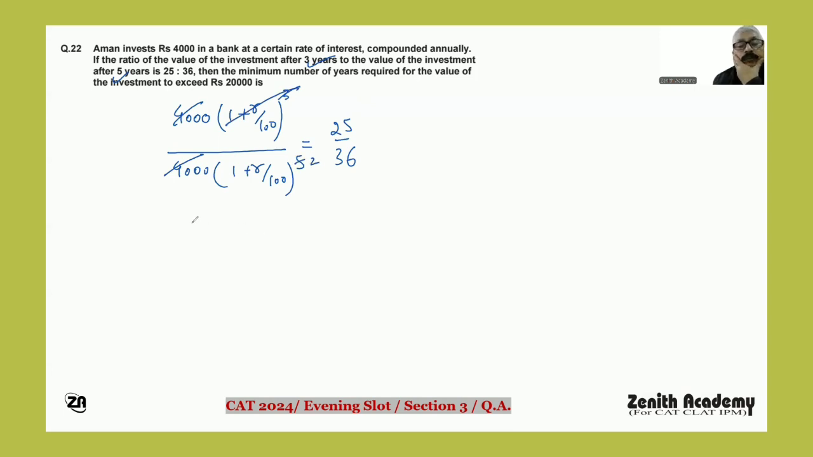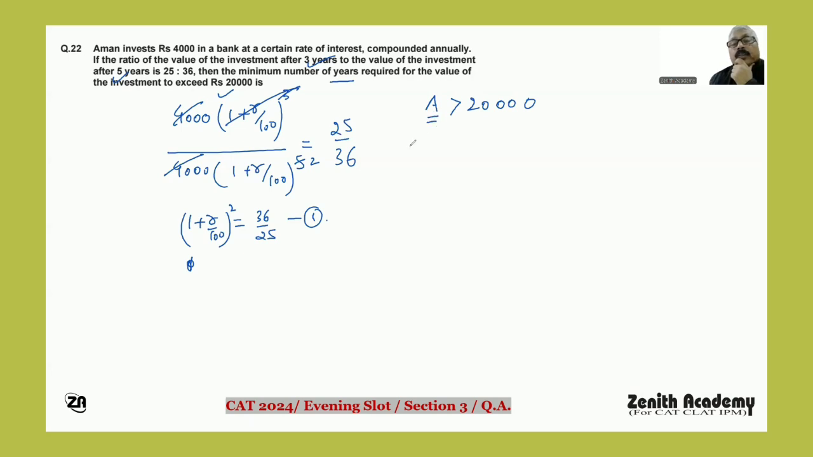So this is (1 + R/100)^2 = 36/25. It means, okay, keep it. Minimum number of years required for the value of the investment to exceed 20,000, means the amount exceeds 20,000.